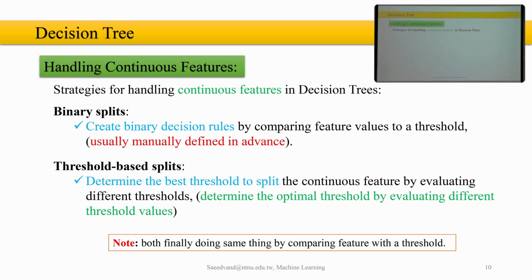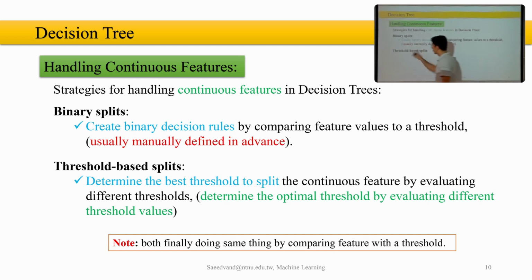We say there are some strategies for handling continuous features in decision tree. Two of them are very popular, but the concepts are very close and hard to even distinguish. One is binary split. With binary split, we create binary decision rules by comparing feature values to a threshold. For example, we can say the age is smaller than, for example, 10. The threshold that I determined there as 10 is a threshold that I can say age is smaller than 10. For binary splits, usually these thresholds are manually and already determined. I already give it here.